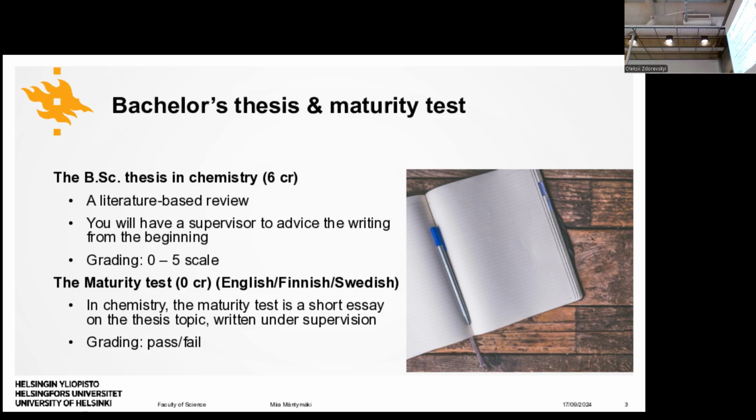So the thesis in chemistry for the 6 credits is a literature-based review. It's the same as what our normal BSc chemistry students are doing on our normal degree. So you're doing the same thing as them. There you're going to have to find a supervisor who's going to help you with the writing process. I'll talk a little bit more about finding supervisors in a few slides' time. The grading for the thesis is the normal grading of 0 to 5, 0 being a fail, and 1 through 5 being passes. The maturity test that you have to do, a legal formality, can be done in any of the 3 teaching languages at the university.